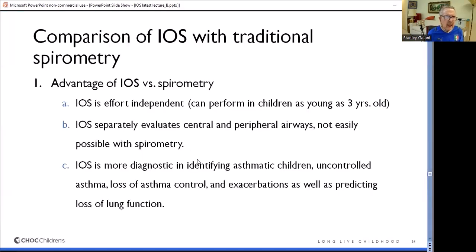Now I'm going to run through a series of slides in which we compare oscillometry with traditional spirometry. The advantages of oscillometry are that it's effort independent, and that it can be performed in children as young as 3 years old. It separately evaluates very nicely central and peripheral airways, not easily possible with spirometry. IOS is more diagnostic, identifying asthmatic children, uncontrolled asthma, loss of asthma control, exacerbation, as well as predicted loss of lung function.